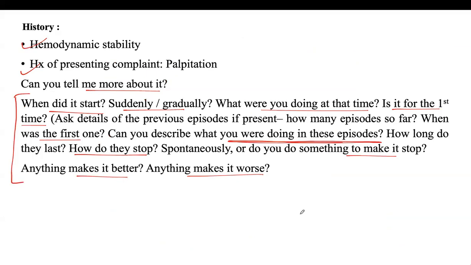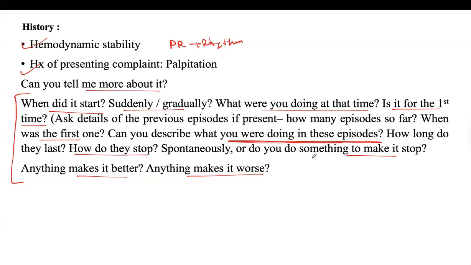Okay, so to recapitulate, you start with the great introduction, reassurance, hemodynamic stability. Don't forget when you are asking about blood pressure and pulse, don't forget about asking pulse rate and rhythm, because in the palpitation cluster, one of the commonest cases that comes in the exam is atrial fibrillation. When you ask about the rhythm, they can say irregular rhythm. Then you know already in your head that this case is most likely an atrial fibrillation case.